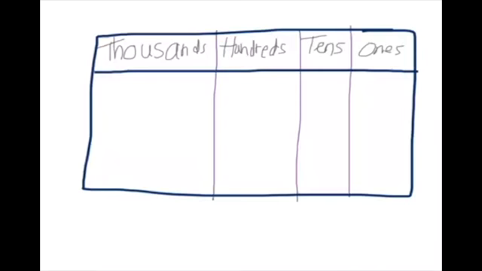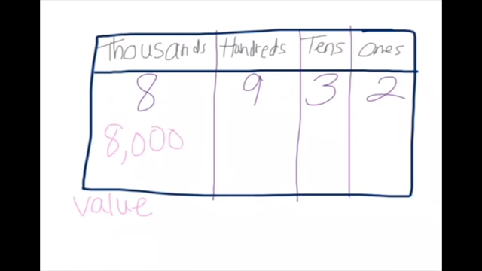So you should have started off with making a place value chart, just like I've made right here, right? Separating it into thousands, hundreds, tens, and ones. And then I need to put my number 8,932 in the right spot. So 8,932. So what would be the value of my 8? Your value should have been 8,000.